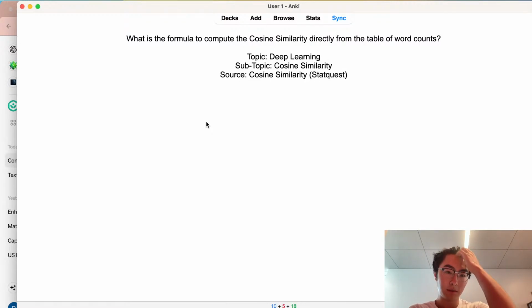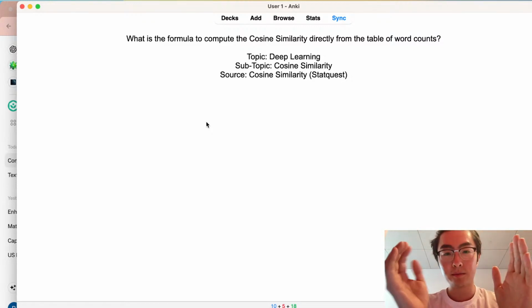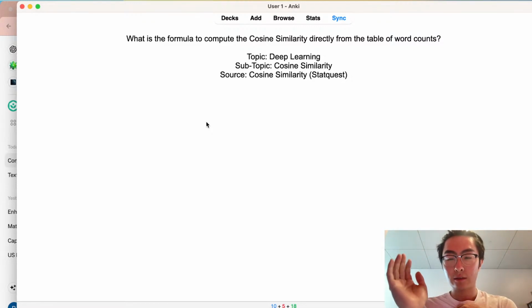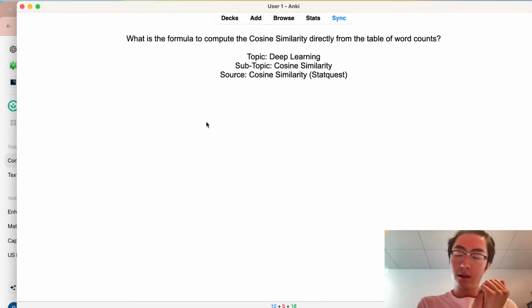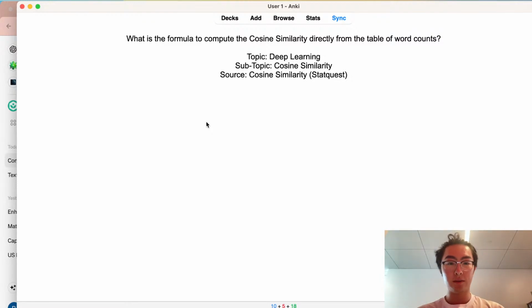What is the formula to compute the cosine similarity directly from the table of word counts? You just take the dot product, so the sum of the product between the elements, divided by the product of the L2 norms of each of the respective vectors.